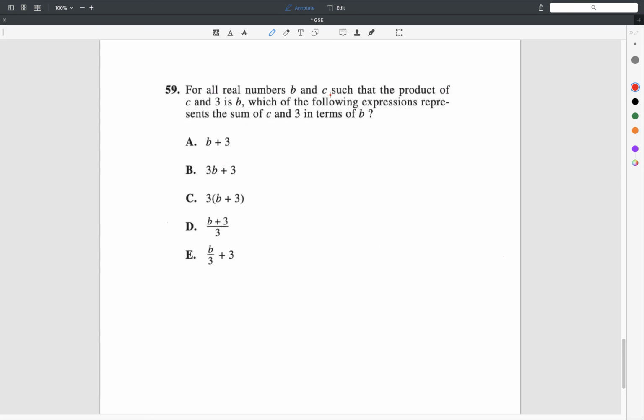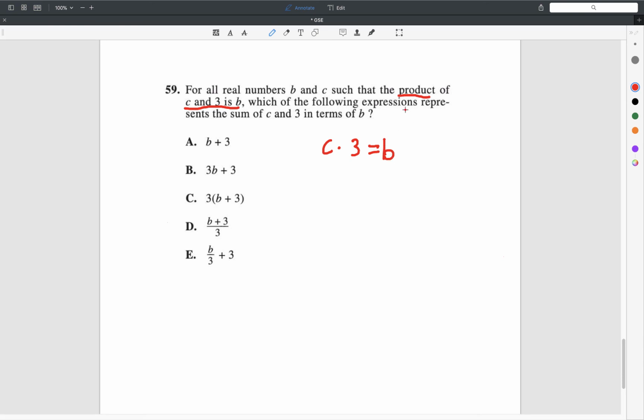All right, so now let's go ahead and solve this algebraically. And one way we could start is just by writing down what we know. So we know that the product of C and 3 is B. Well, product just means to multiply. So the product of C and 3, so C times 3, is B, so equals B.